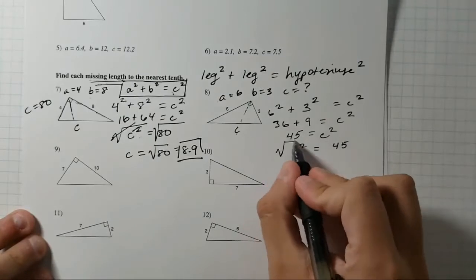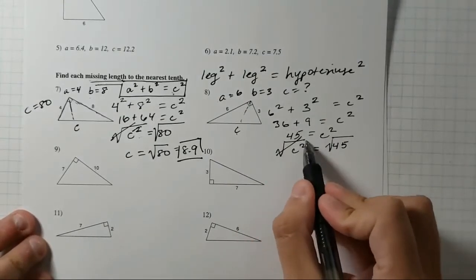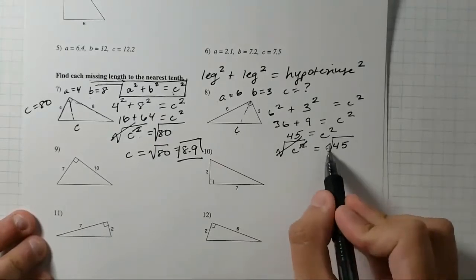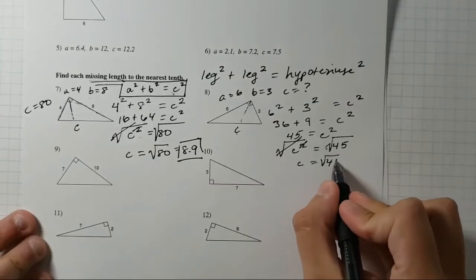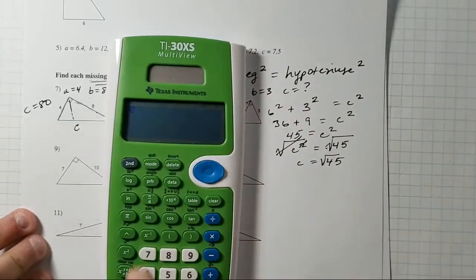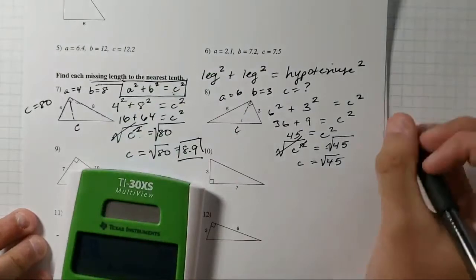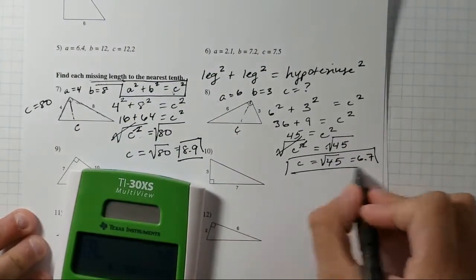Take the square root of both sides. This square root and this square cancel. This square root stays there. So you'll get c equals the square root of 45. And if you put that in the calculator, square root of 45 in decimals is 6.7. Right? So you get that.